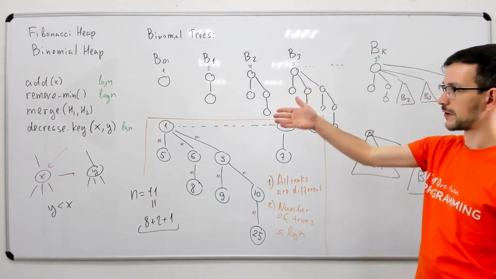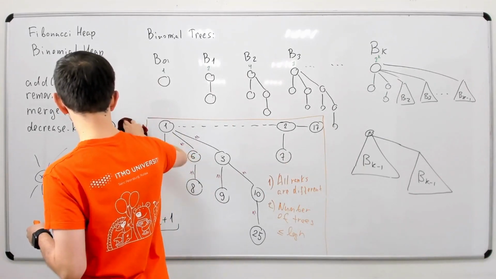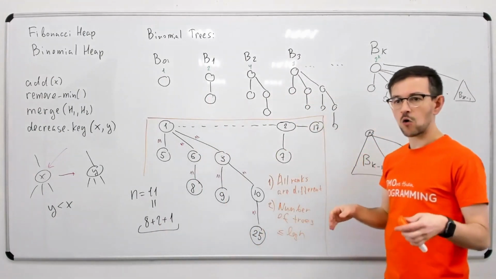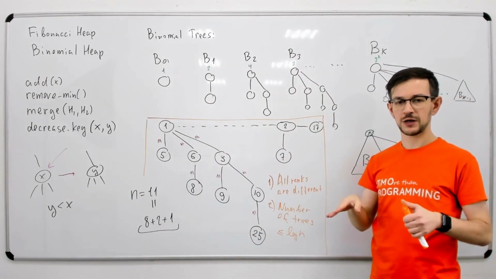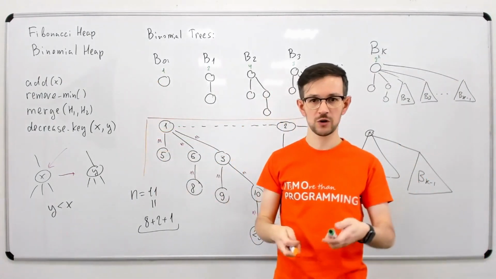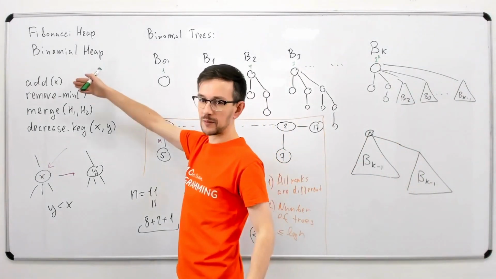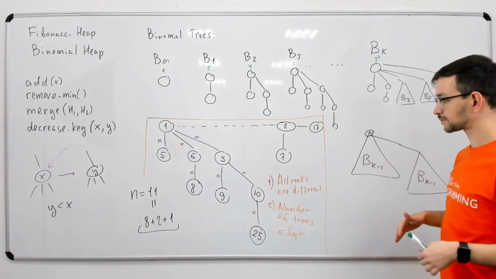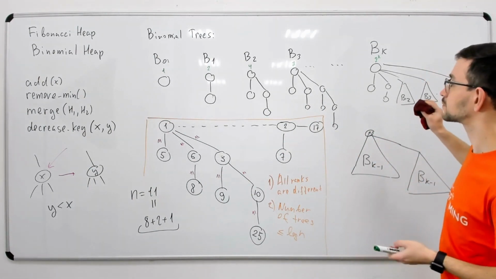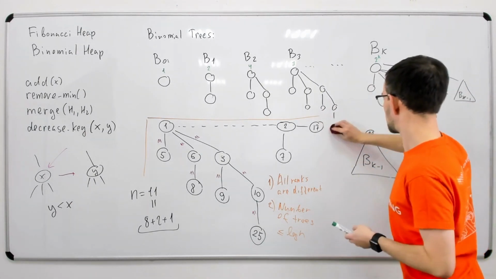Now, let's implement all operations. All operations in binomial heap work in log n time, so I will just implement all these operations in log n time. Let's start from the first operation. Let's add one more element to the binomial heap. How to add one more element? Well, let's just add one element right here.